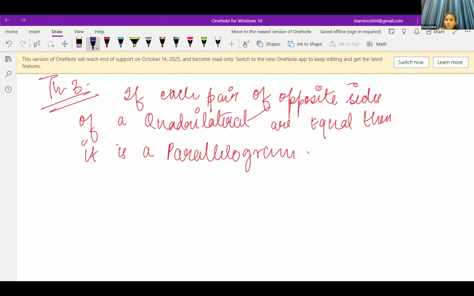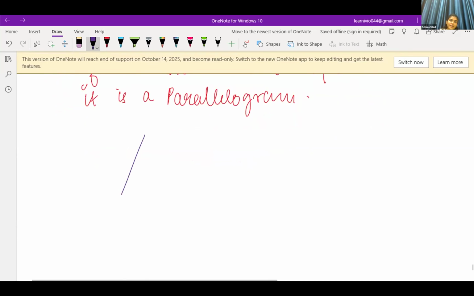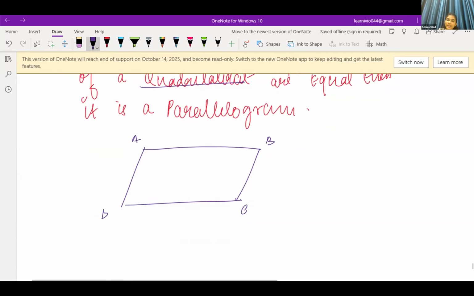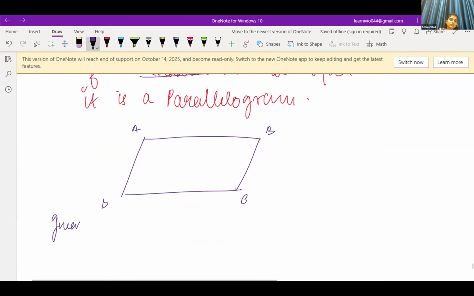Now we come to the proof. See, if I have a quadrilateral ABCD, right now it is not a parallelogram. What it is is a quadrilateral in which each pair of opposite sides is equal. So what I have is given: this is equal to this, and this is equal to this.